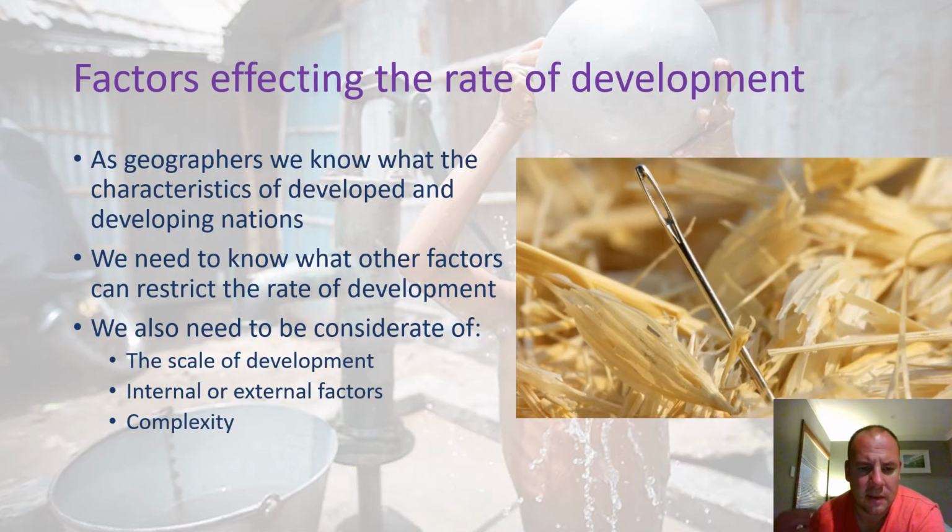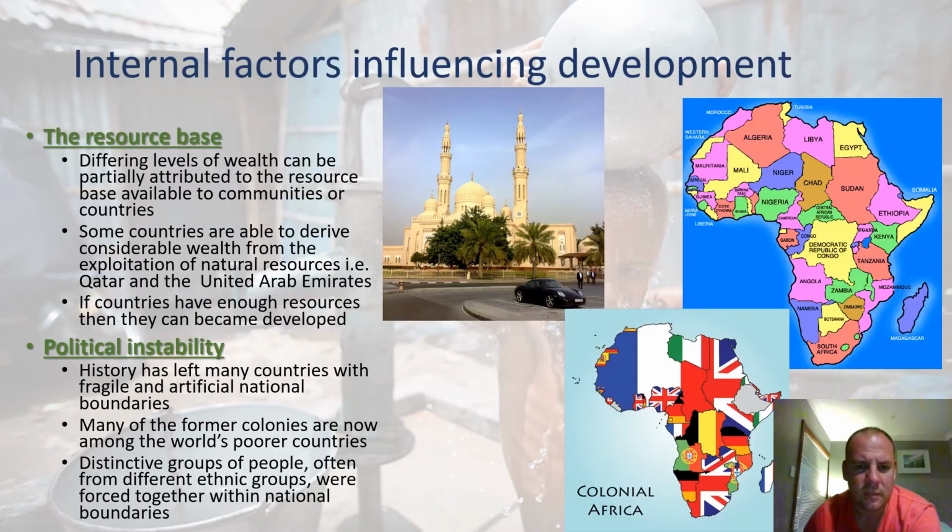Now, remember the factors that restrict development. We know that obviously there are certain characteristics, and we know that some countries, due to history, are restricted in the rate of development. So when we're looking at development, we also need to be considerate of the scale of development, and then look at these internal and external factors, and just realise that development is very, very complex, and these factors will affect the rate of development. So we're going to start off with internal factors first.